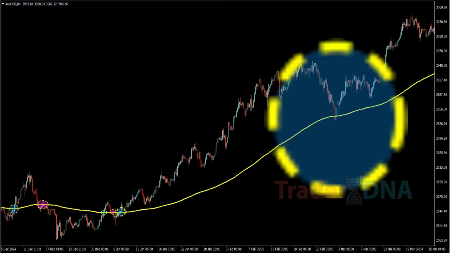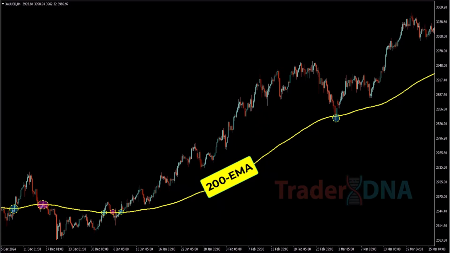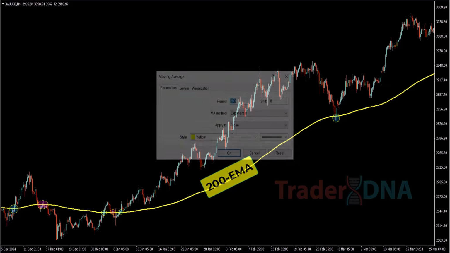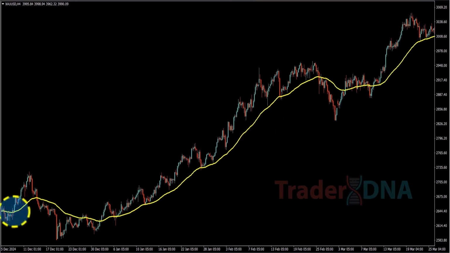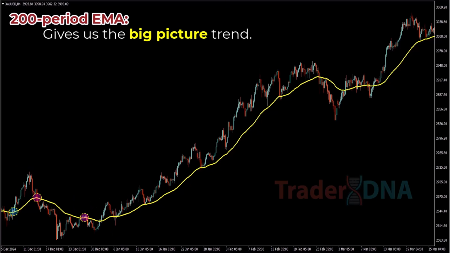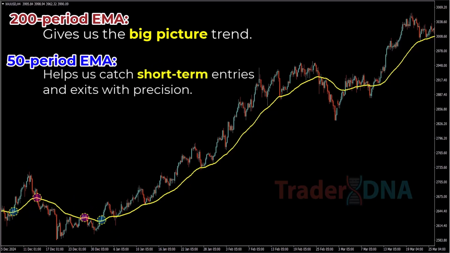This market reacts beautifully to the 200 EMA for long-term trend analysis and to the 50 EMA for short-term trades. That means for this chart, 200 EMA gives us the big picture trend, while 50 EMA helps us catch short-term entries and exits with precision. But remember, this setup might not work the same in every market or time frame. If you switch to another pair or a different time frame, you've got to run the same test again. Observe, compare, and find which EMA the price actually respects. That's how professionals do it.